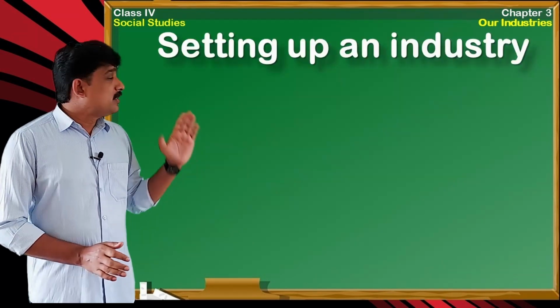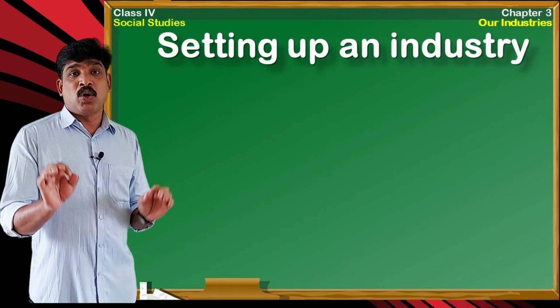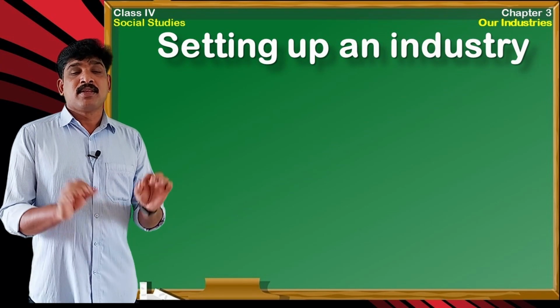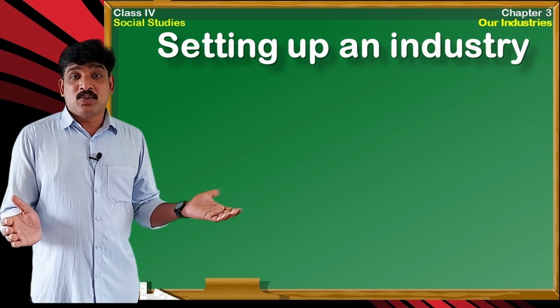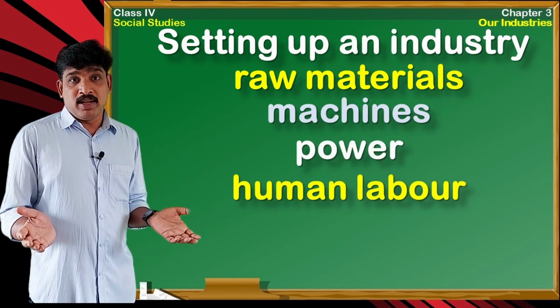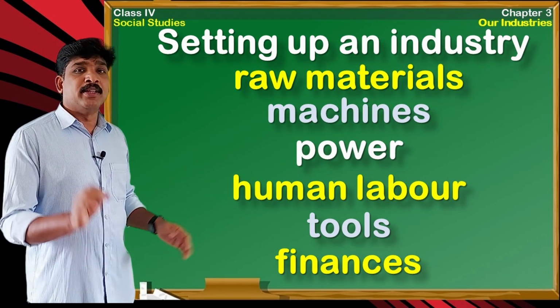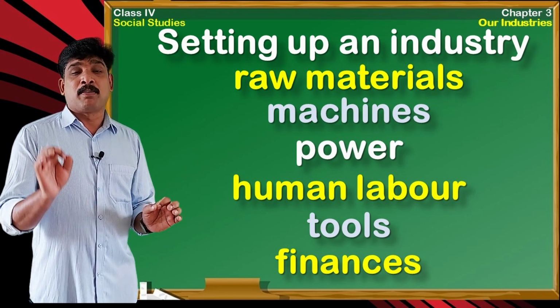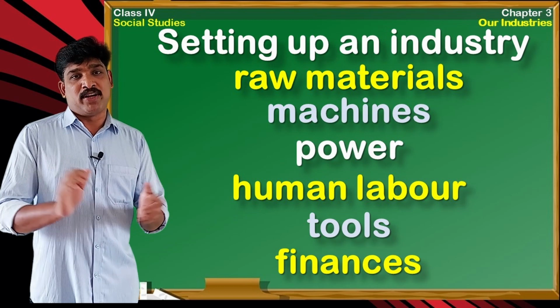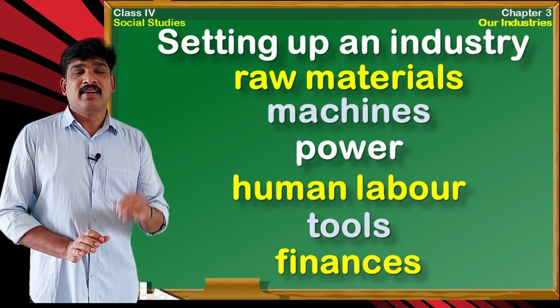Let us start with setting up an industry. In order to set up an industry or to establish an industry, certain things are required. What are those things? They are raw materials, machines, human labor, tools and finance. These help in the process of making or manufacturing a thing or a product. Now let us learn more about all these requirements for manufacturing in detail.